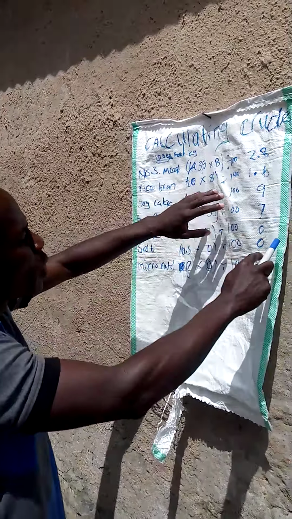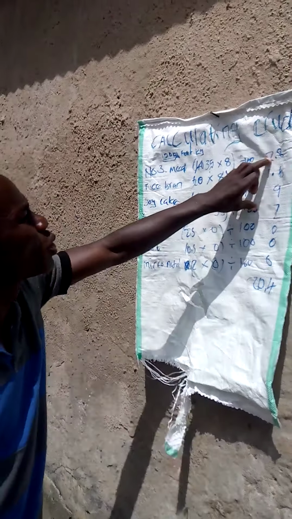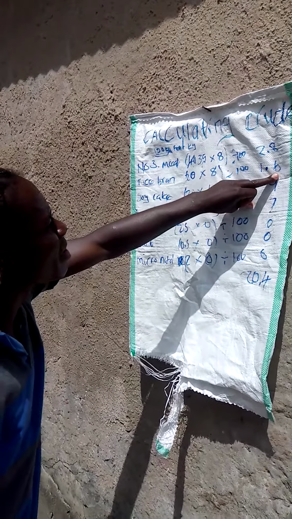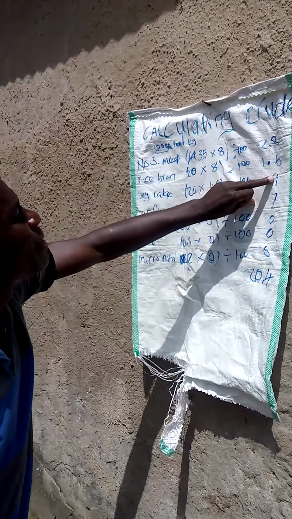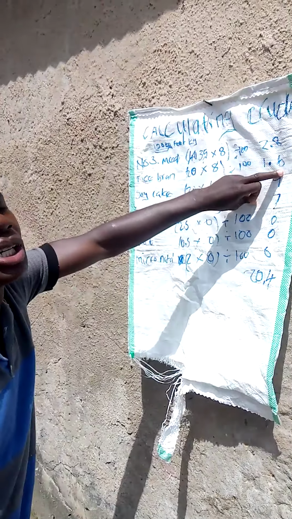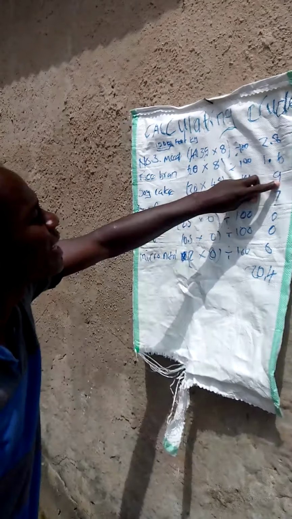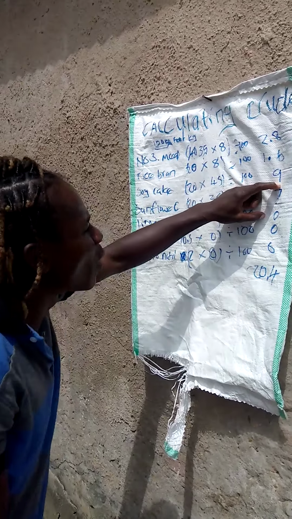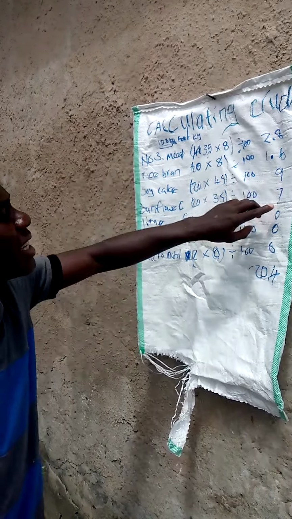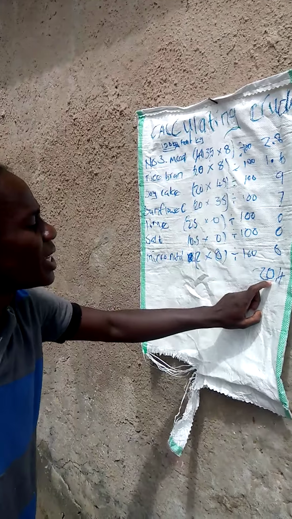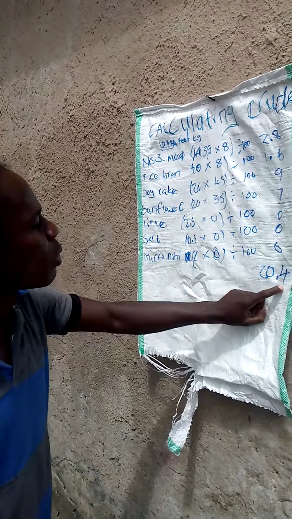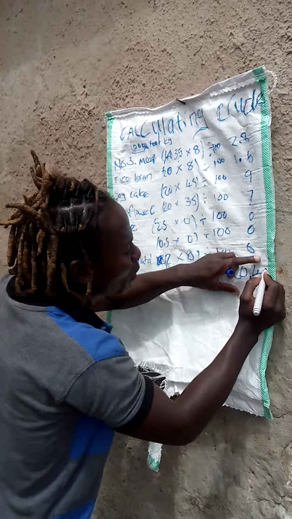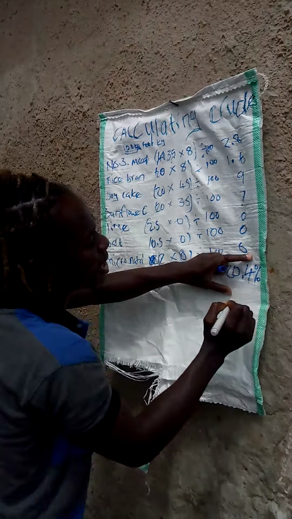So when we had to do the addition, we added 2.8 and 1.6. It gave us 4.4. 4.4 plus 9 gave us 13.4. 13.4, when we added the 7, gave us 20.4, because the rest are just zeros. So the crude protein which we have achieved is 20.4.